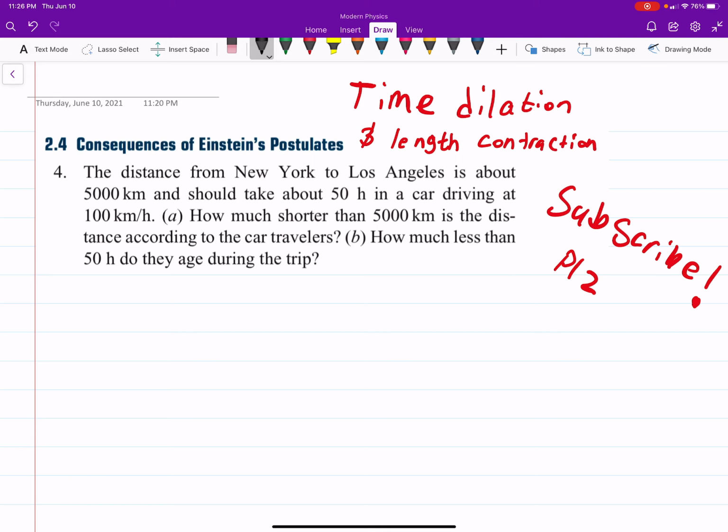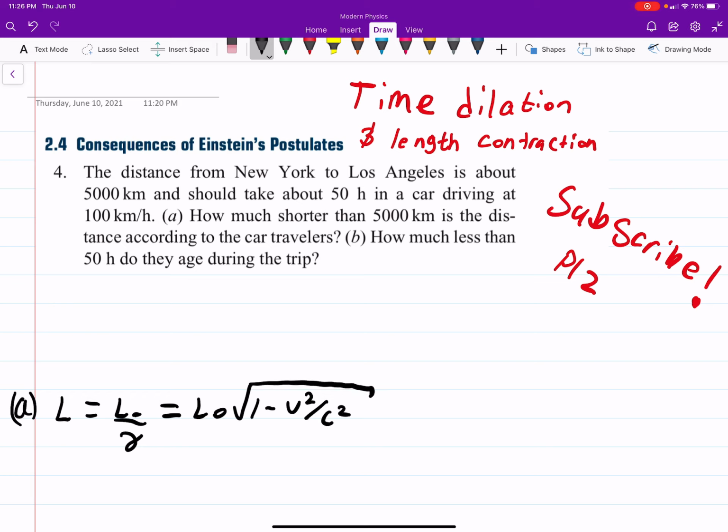That's pretty clear to tell. They're asking about how much shorter the distance is. So our equation for length contraction is L equals L naught over gamma, or L naught times the square root of 1 minus V squared over C squared. So this is our relativistic length contraction. I think I've actually talked about this conceptually in my other videos.